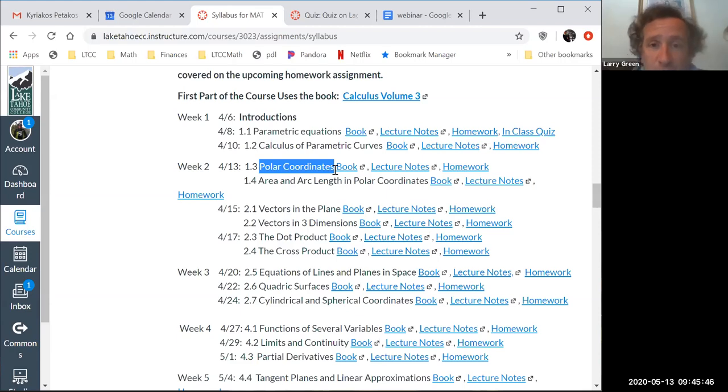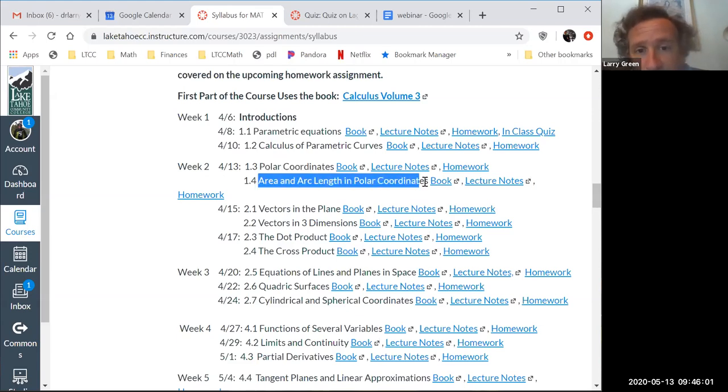Those are important for polar coordinates, and you should be able to write down equations in polar coordinates given equations in regular coordinates, and vice versa. Area and arc length formulas. There were some formulas on those. There's a lot of formulas for this test.